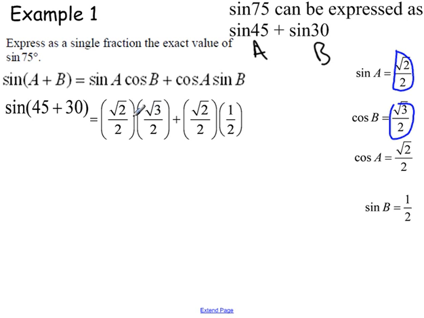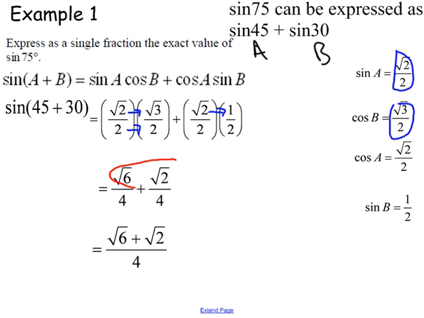Radical 2 times radical 3. Remember, when you multiply fractions, you're multiplying straight across. So radical 2 times radical 3 is radical 6. 2 times 2 is 4. So we get radical 6 over 4 when we multiply these two fractions. Radical 2 times 1, that's radical 2. 2 times 2 is 4. Now we can express this as a single fraction this way. Keep in mind that these are not like terms. Radical 6 plus radical 2 is not radical 8. So do not combine them. Keep them separate like this. So here is our answer.